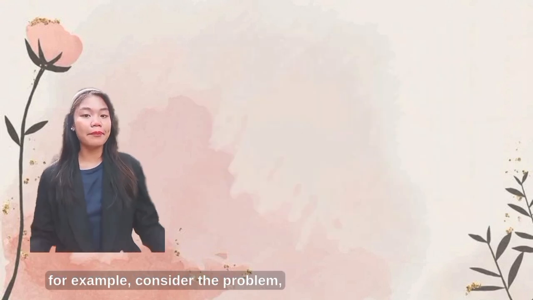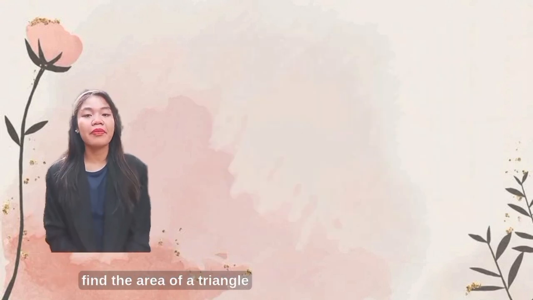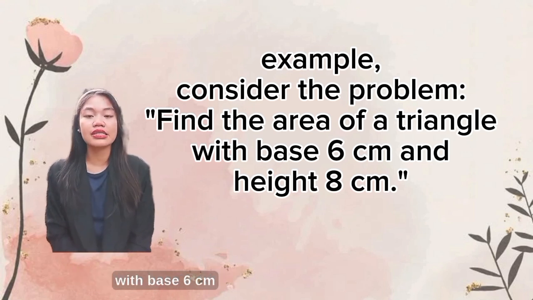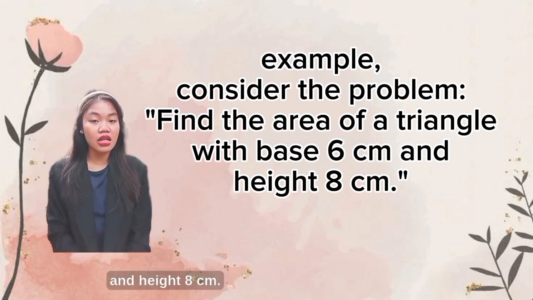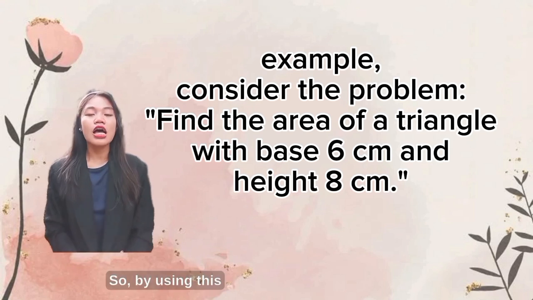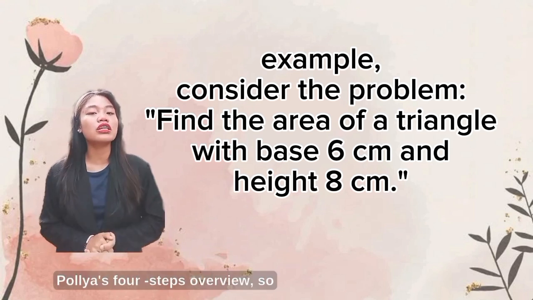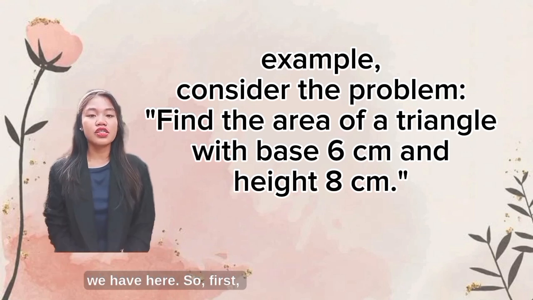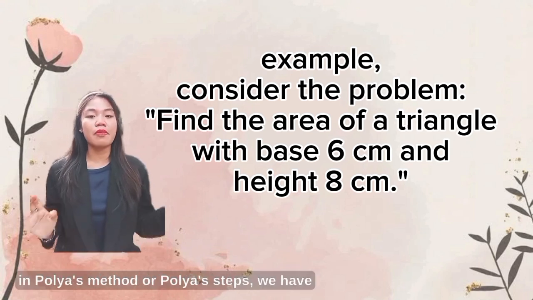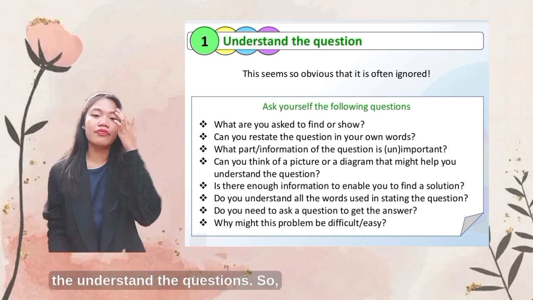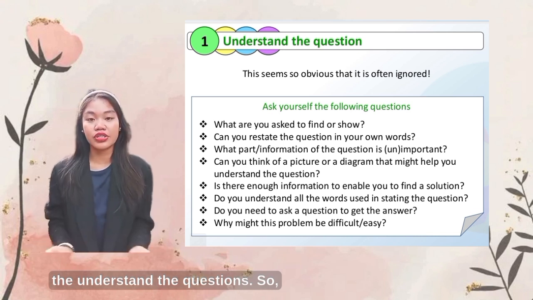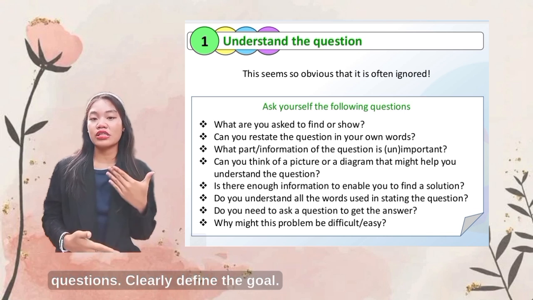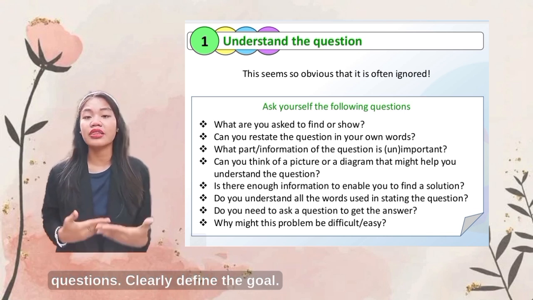For example, consider the problem: find the area of a triangle with base 6 cm and height 8 cm. Using Polya's four steps overview, first, in Polya's method, we have understand the question. That is number 1. Understand the question and clearly define the goal.